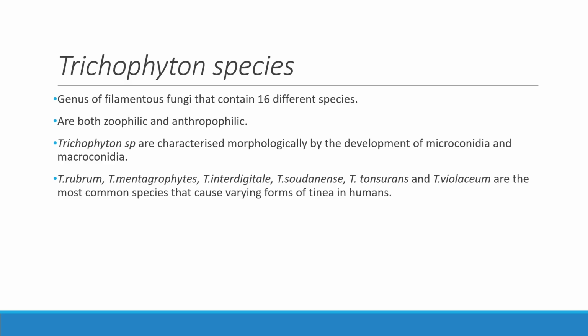Some of the more common species that we can come across within the Trichophyton genus are Trichophyton rubrum, mentagrophytes, interdigitale, soudanense, tonsurans, and violaceum. However, there is a new species on the scene that has emerged within the last decade or so, Trichophyton indotineae, that has an increased prevalence around the world.